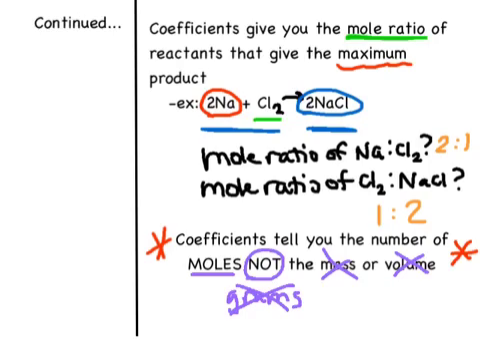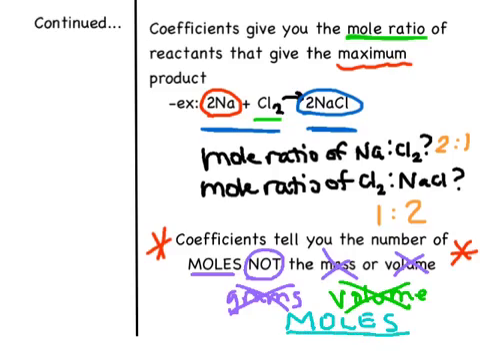It also doesn't tell you that if you take 2 milliliters of sodium and 2 milliliters of chlorine, it'll make 2 milliliters of NaCl. It does not tell you volume. You cannot assume that. The only thing it tells you is moles. It is saying 2 moles of Na and 1 mole of chlorine make 2 moles of sodium chloride. It's the only interpretation that you can have. Have I made myself clear?